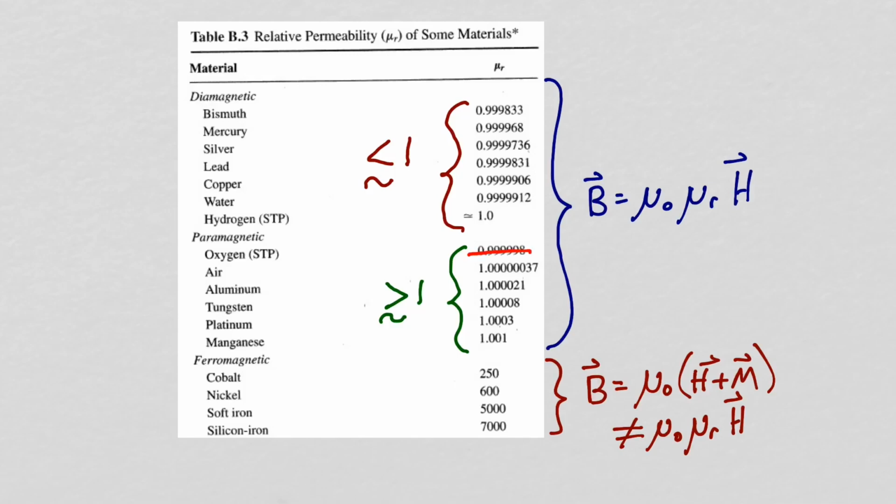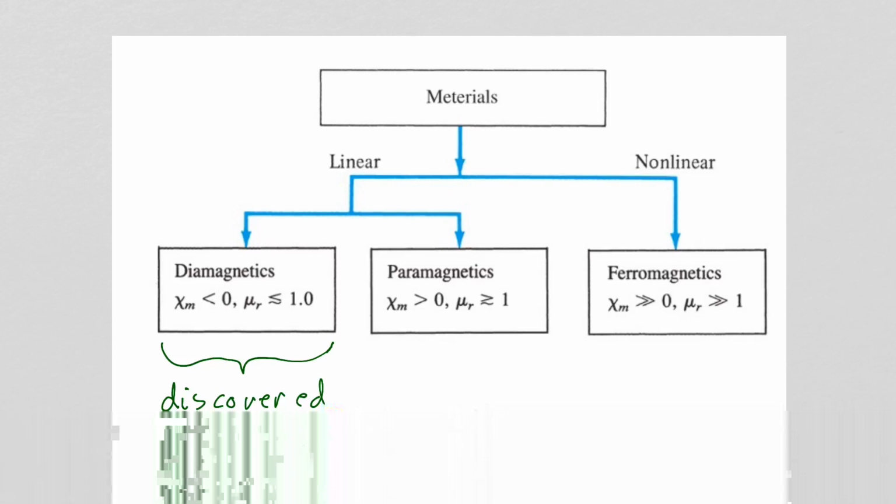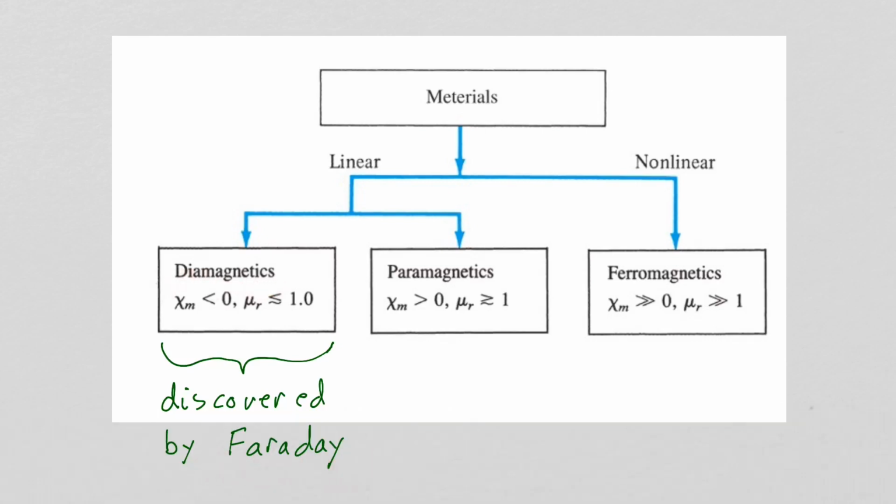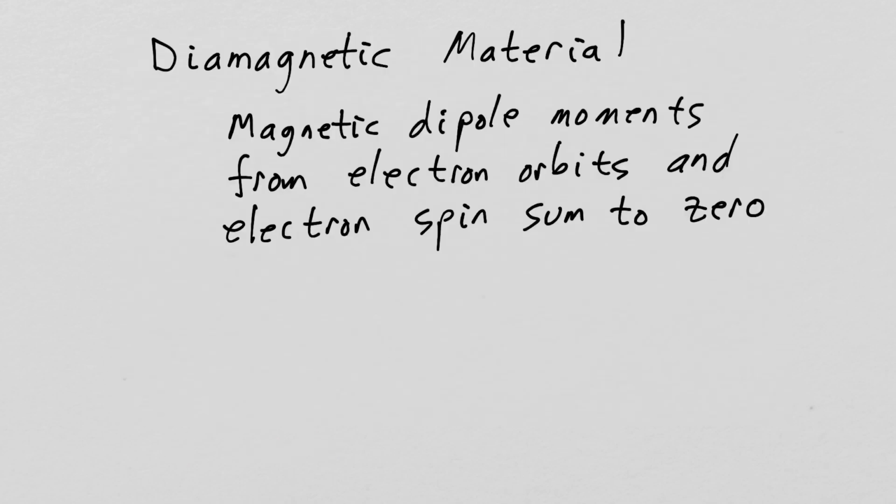Diamagnetic materials were discovered by Michael Faraday, and they're interesting in that the magnetic field inside a diamagnetic material is slightly less than the field that's being applied to it. In a diamagnetic material, the magnetic dipole moments from all the electron orbits and all the electron spin sum to 0. So the magnetic dipole moment associated with an atom in a diamagnetic material is 0. So your first thought would be that there would be absolutely no effect due to an applied magnetic field to a diamagnetic material.